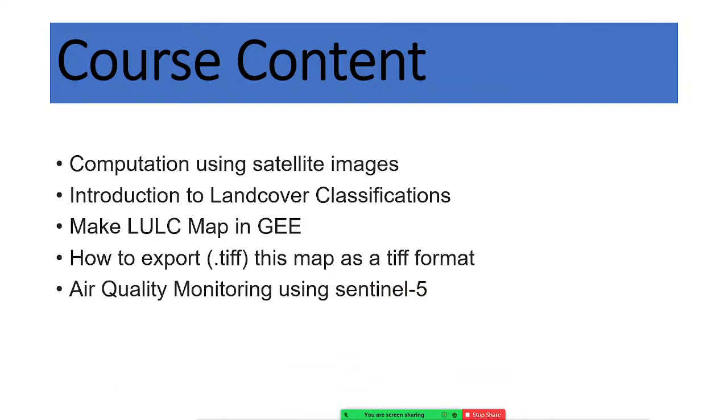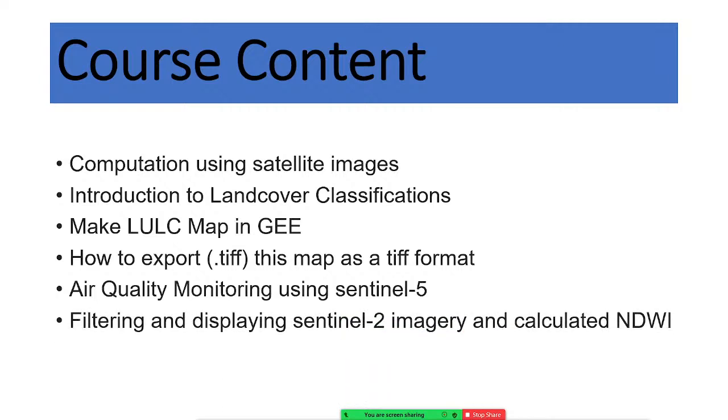Then I move to air quality monitoring. Mainly at this time I show you two datasets, nitrogen dioxide and sulfur dioxide, and how you can easily import, filter and reduce these Sentinel-5 satellite images for air quality monitoring. Then I also show you, for Sentinel-2 imagery, how you can easily filter this imagery and calculate the NDWI from these satellite images.